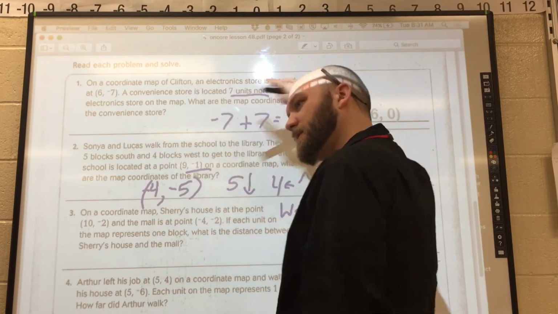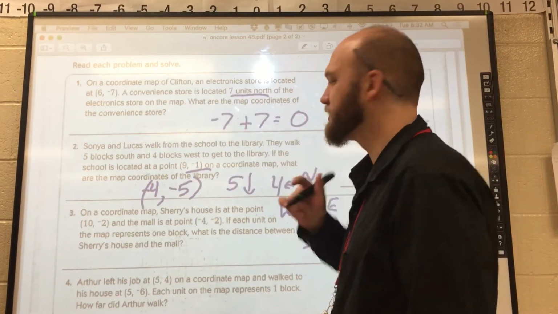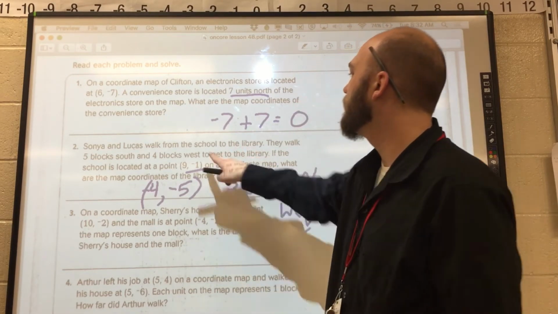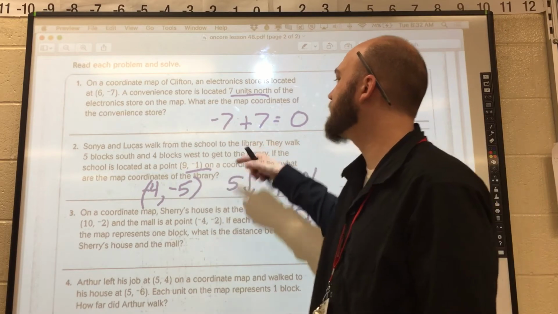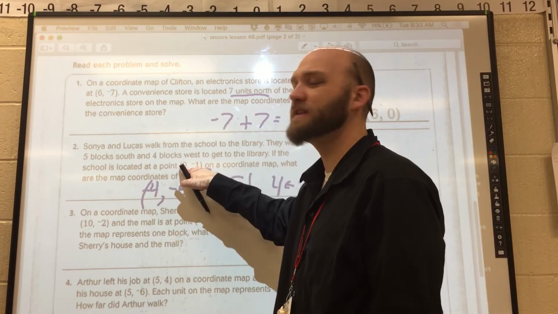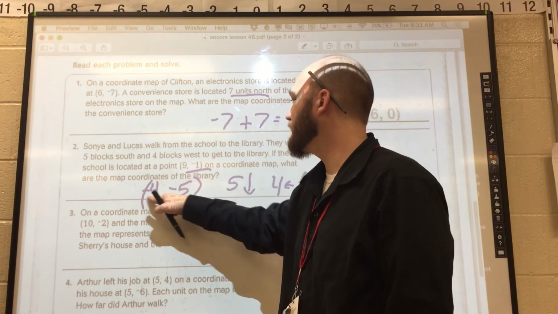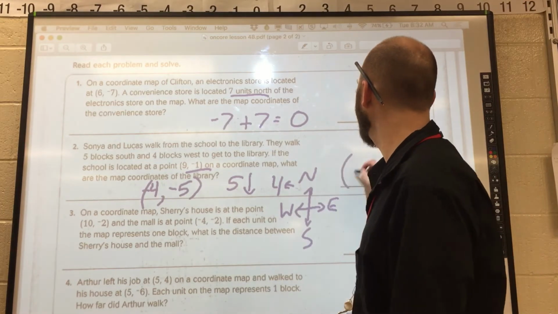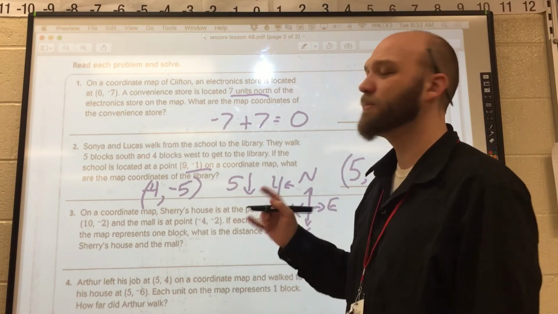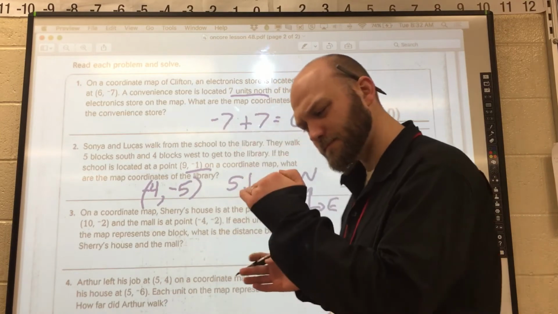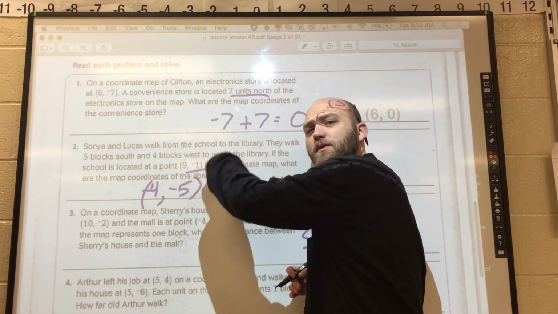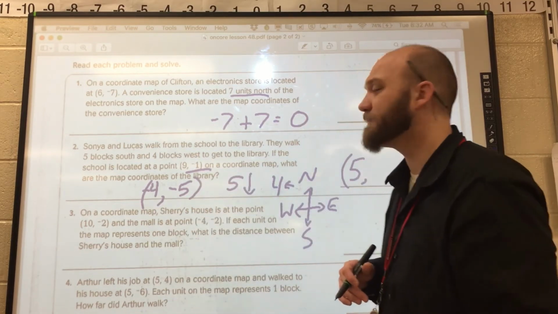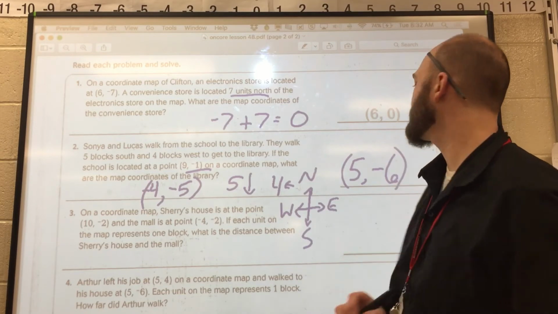Now the school is located at a point that's +9, -1: 9 north and 1 west from the origin point. On a coordinate map, what are the map coordinates of the library? So we're walking from the school to the library. If the school is at +9 and we are moving -4, what is 9 minus 4? That's going to be +5, and we're at -1 already on our y-axis, moving another -5, so -1 plus -5 gives me -6. The library is at +5, -6.